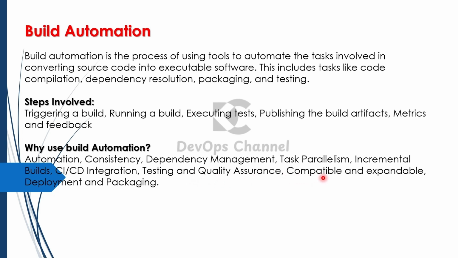Now, compatible and expandable. Whatever executable file you get will be compatible and expandable with many devices or platforms. And the last is deployment and packaging. It will give you the packaged code. Suppose you are taking Maven, for example: it will give you the jar or war file after building your automation.